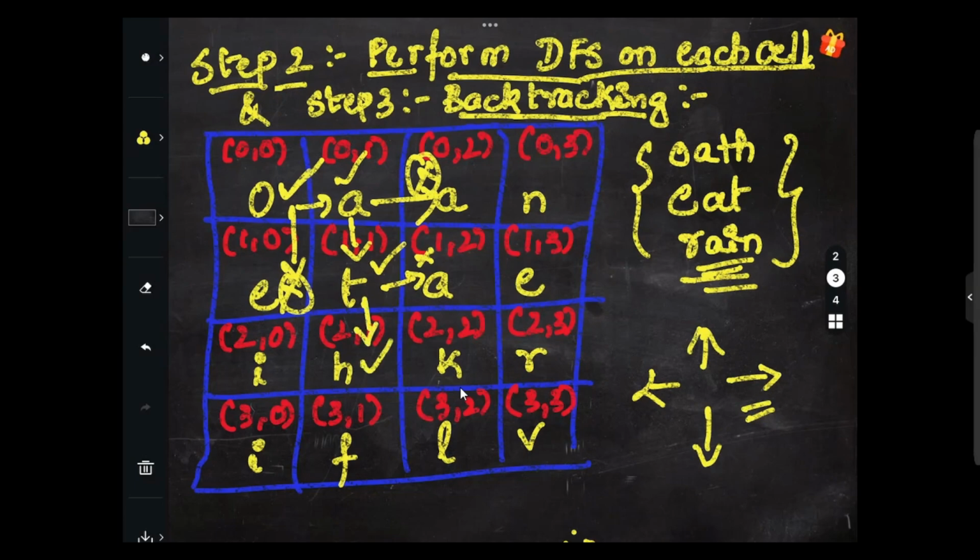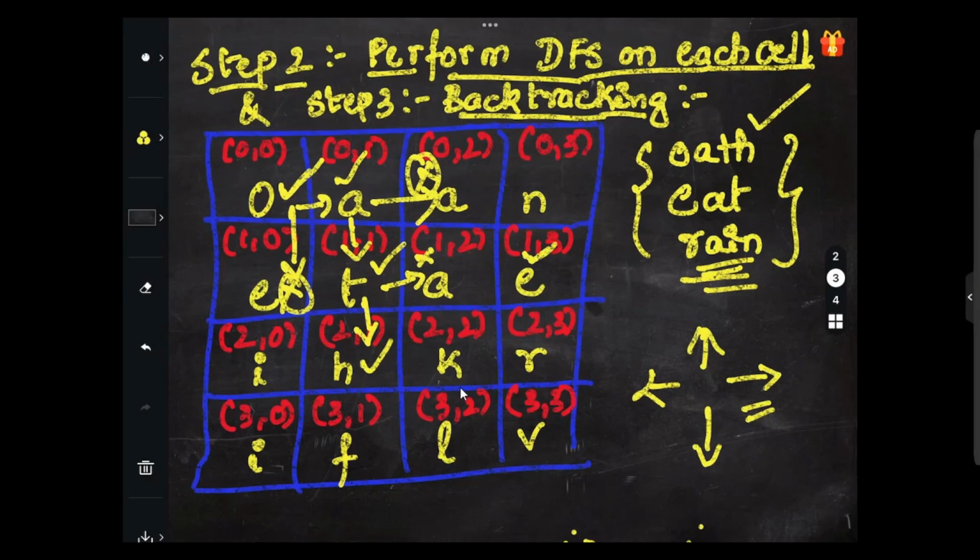Basically here we found at 2, 1. So we have oath now. So oath we have found, right? Let's go with the E. So here we'll come to this one. Basically we'll start with this one. Again we'll start with this one 0, 0.